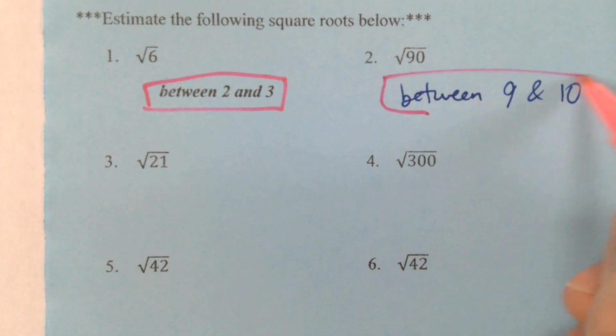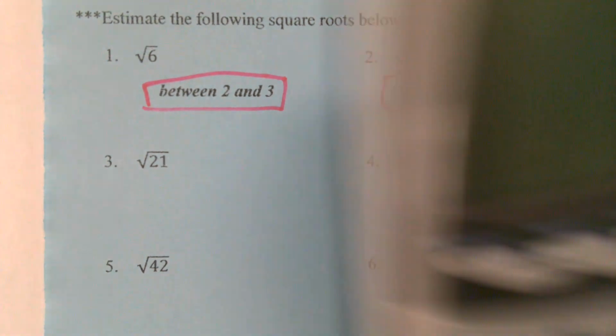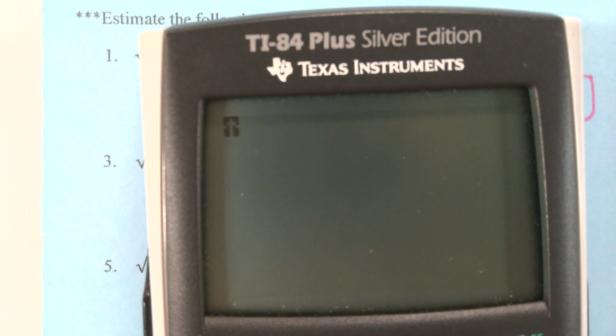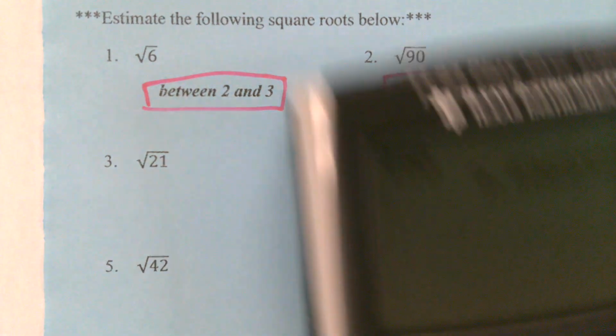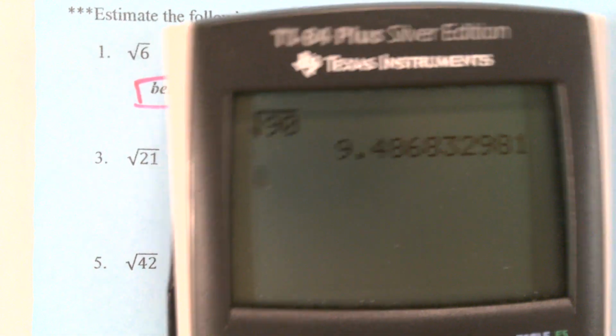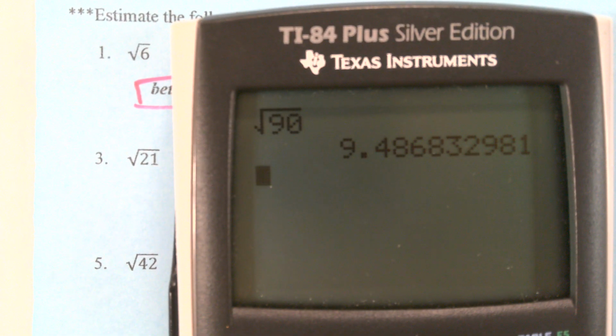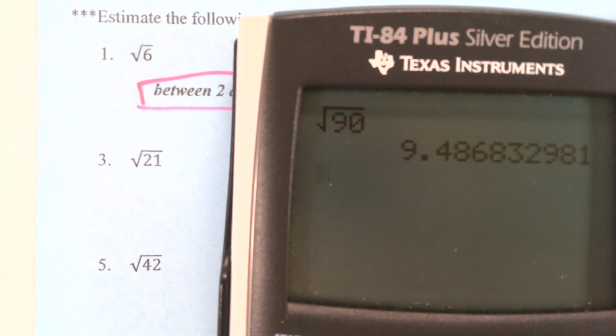It will be like 9.4666 or something like that. Well, let's see. Square root of 90 is 9.486. Yeah, you were close. Somewhere in between, right? Obviously, the closer we get to one or the other perfect square, the closer your decimal is going to be to that number. But this one's pretty much right in the middle.